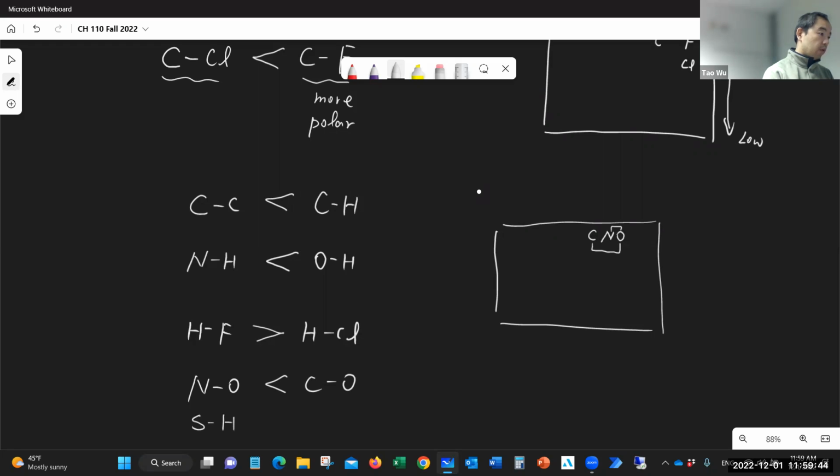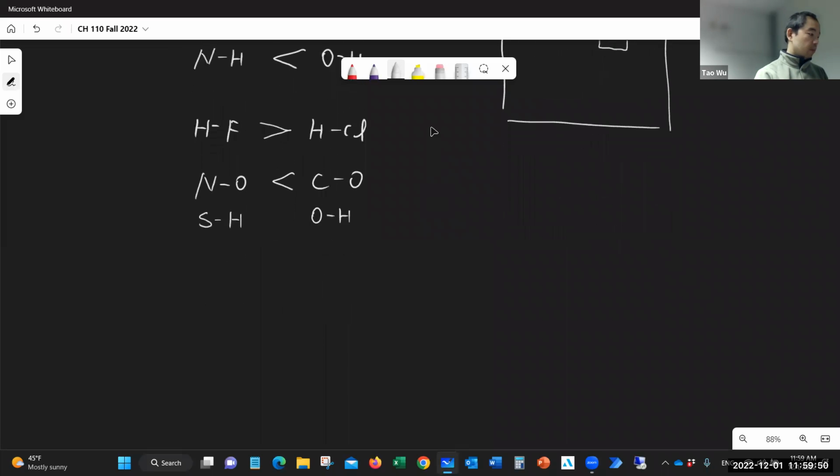How about the sulfur-hydrogen and the oxygen-hydrogen? And the P-Cl and S-Cl, C-H and N-H. So you can go ahead and look at the difference between those pairs. Which one is more polar, just based on the periodic table? That's it.